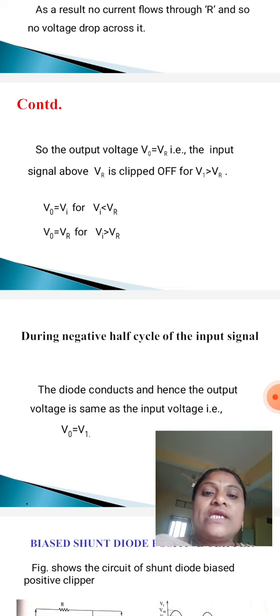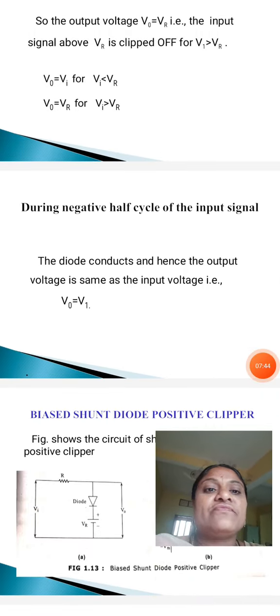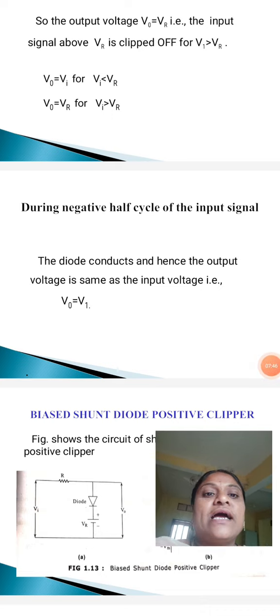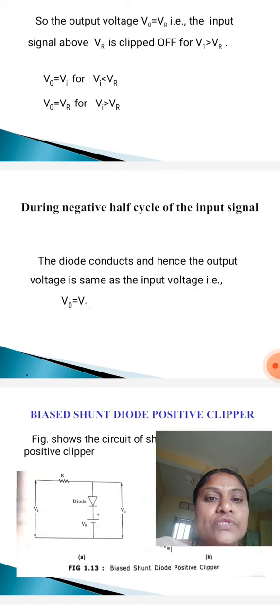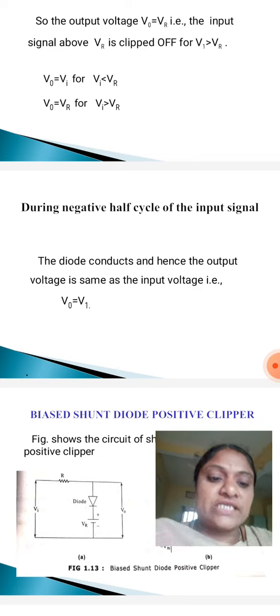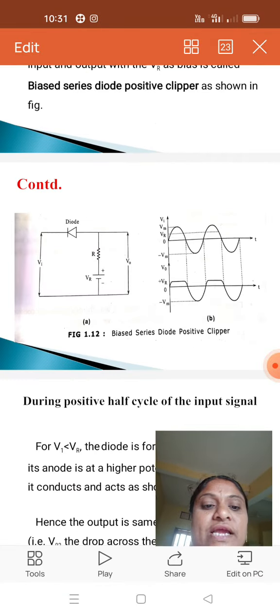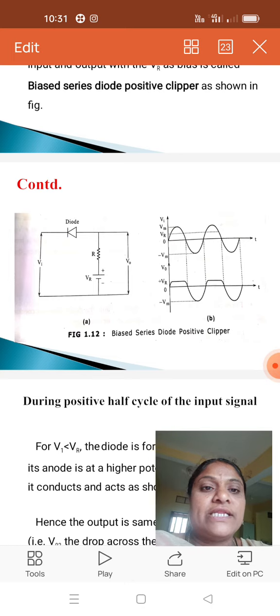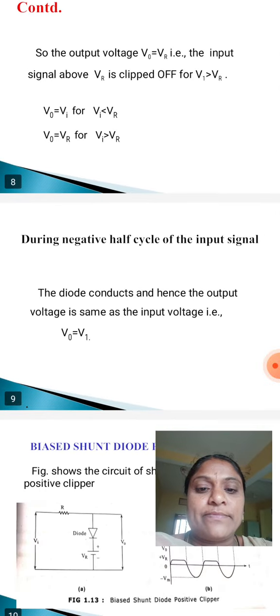Okay, so again you can apply the negative half cycle of the input signal. During the negative half cycle of the input signal, the diode conducts and hence the output voltage is the same as the input voltage. Diode conducts means it is forward biased, then current flows through the circuit, that's why output is the same as input. Therefore V0 equals Vi. Observe this waveform in the negative half cycle: the complete negative half cycle appears at the output side. Okay, so this is the biased series diode positive clipper.